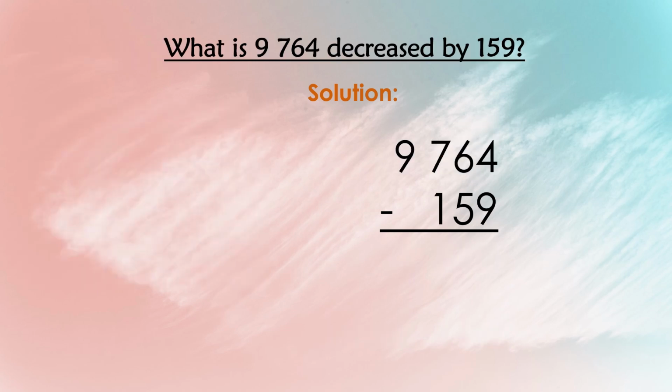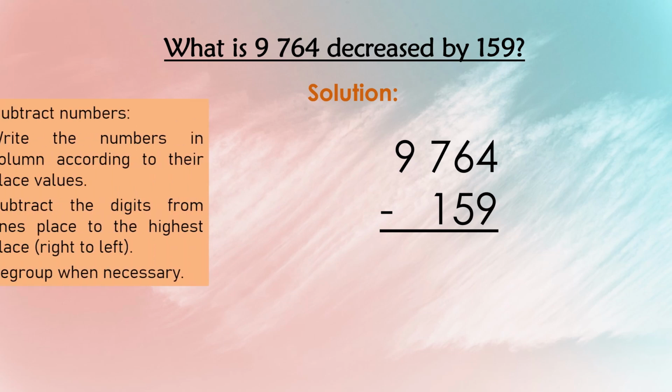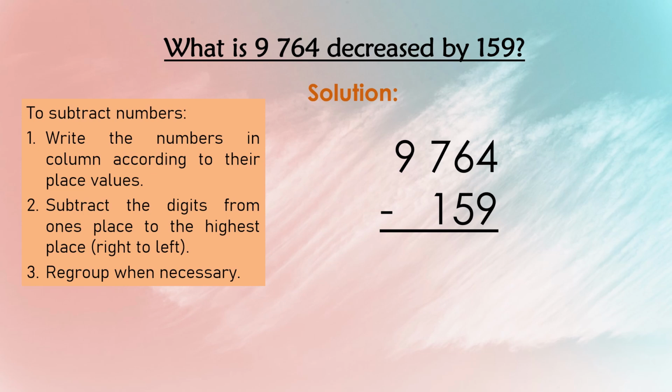Let us try another subtraction problem. What is 9764 decreased by 159? Again, follow the same steps. Subtract the ones digits. 4 minus 9 cannot be, so we borrow from 6, regroup 6 into 5 tens and 10 ones. 10 plus 4 is 14, so we have a total of 14 ones minus 9 equals 5.